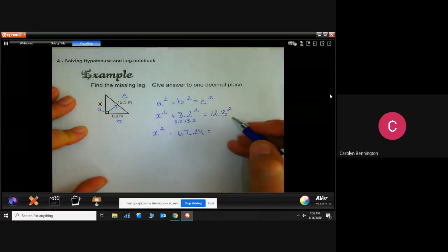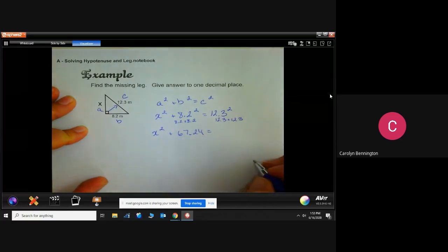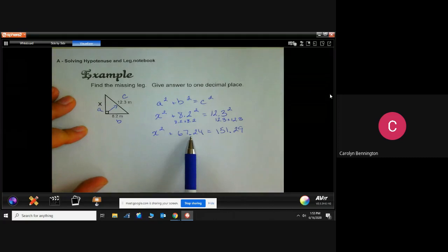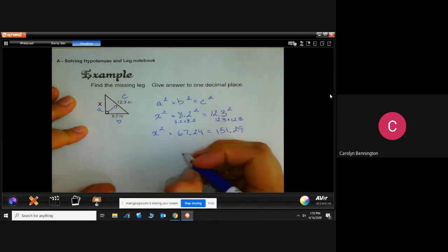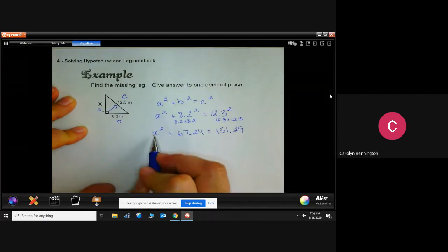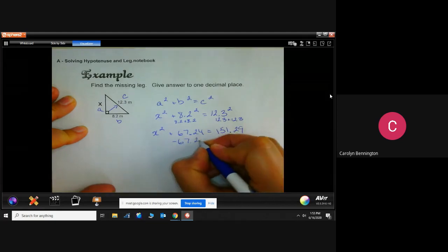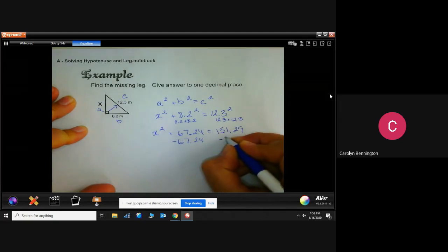We're going to square the 12.3. So 12.3 times 12.3 gives us 151.29. Now again, our two values are on different sides of the equal sign. So we have to get rid of this 67.24 because we want our x part by itself. So again, we're going to subtract 67.24.